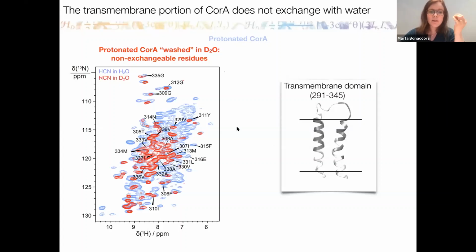To do that, we played a bit with the proton content of our samples. Here you can see a comparison of 2D correlation spectra of fully protonated CorA in water, here in blue, and fully protonated CorA that we washed in D2O. As a result, in this red spectrum, we can only see the peaks of residues which are non-exchangeable with solvent. I labeled here the peaks which are located in the transmembrane domain, and as you can see, they are all present in this red spectrum.